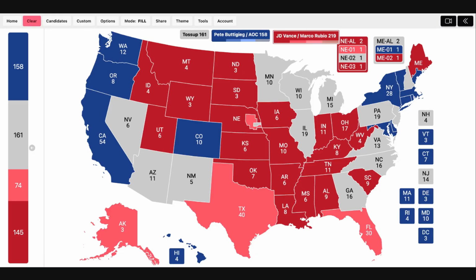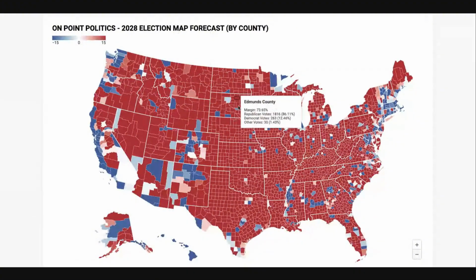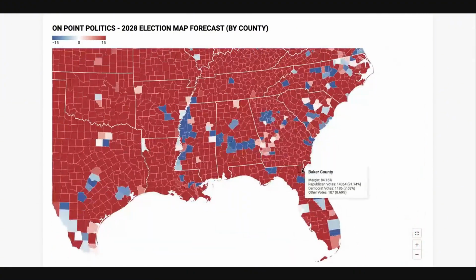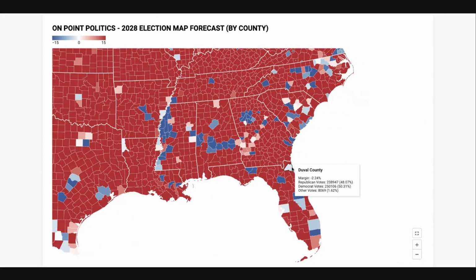And looking at some of the other states, for example, even Florida, which is another interesting one. If you look at the state of Florida, what's quite interesting is Duval actually ends up moving left.